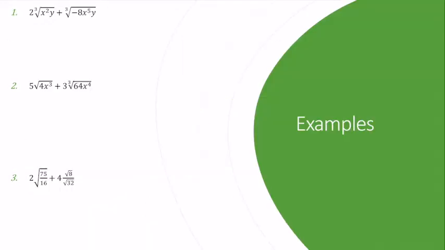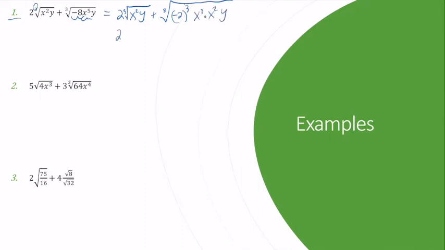Let's look at a couple harder examples. So for example 1, I'm taking the cube root of x squared y plus the cube root of negative 8x to the 5th y. So before, where I was collecting squares, now I'm collecting cubes. I have 2 cube root x squared y plus the cube root of negative 8, which is negative 2 cubed, and then I can break apart this x to the 5th, x cubed times x squared y.